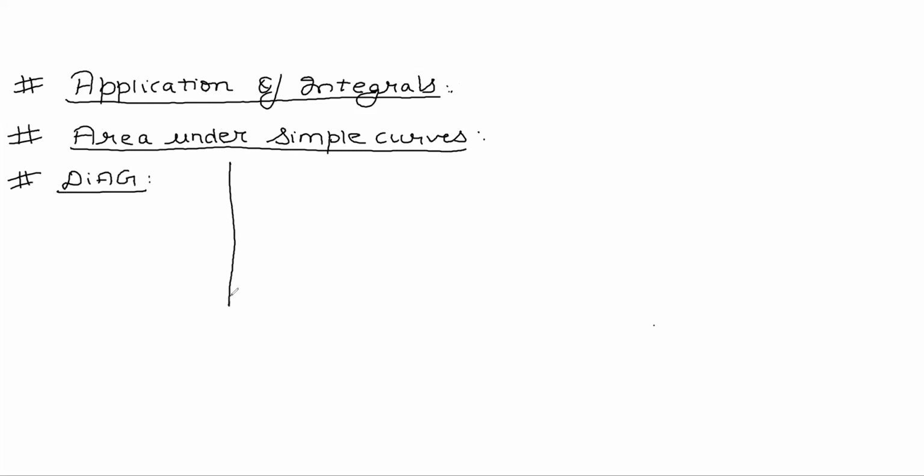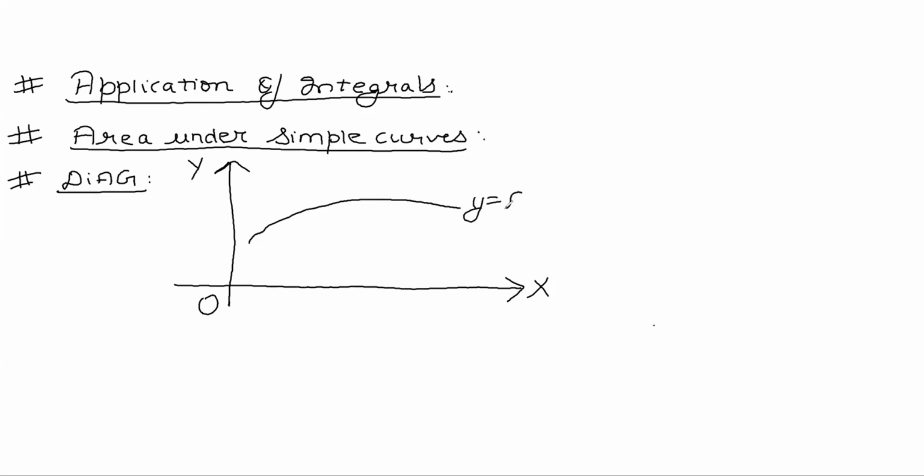Suppose we have the y-axis and the x-axis. This is our origin. And suppose this is my curve, y equal to f of x. I need to find the area. This is x taking the value a. This is x taking the value b. And I need to find this whole shaded area in red.